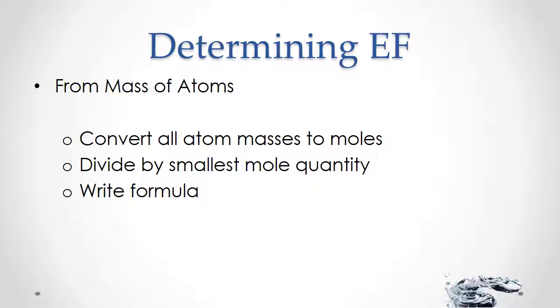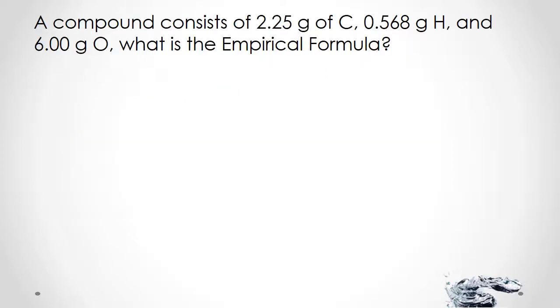Finally, we have to write the empirical formula. We'll take the atoms that are present and write their whole number ratios as subscripts, as if we were writing any other type of formula unit. Let's take a look at this example. A compound consists of 2.25 grams of carbon, 0.568 grams of hydrogen, and 6.00 grams of oxygen. What is the empirical formula?